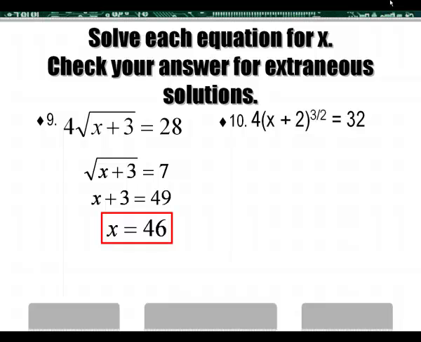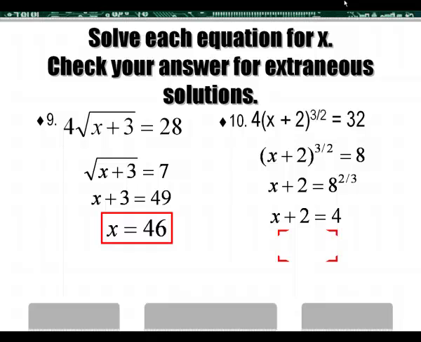On number 10, we're going to begin by dividing the 4 over, getting that to the right side: x plus 2 to the power of 3 over 2 equals 8. We're going to get rid of the power of 3 over 2 by flipping that power and raising it to the 2/3 power. So we're going to do 8 to the 2/3. 8 to the 2/3 is 4. So x plus 2 equals 4. And now we subtract 2 to get a final answer of x equals 2.